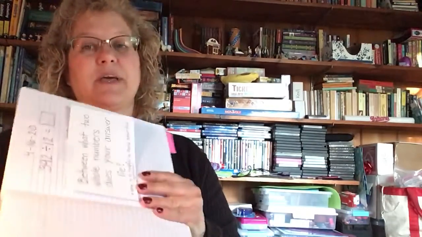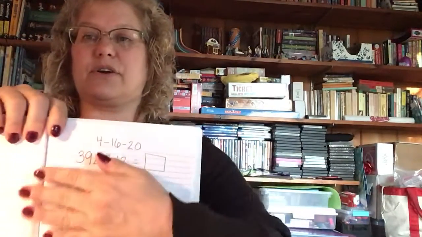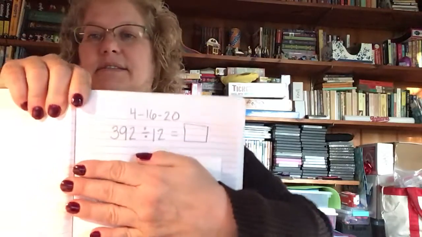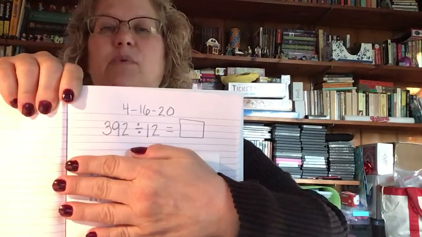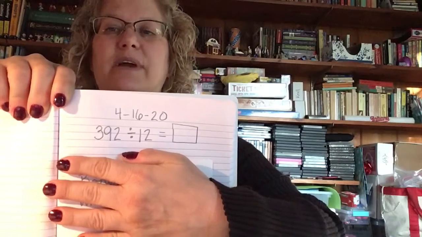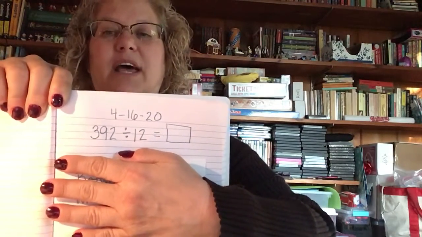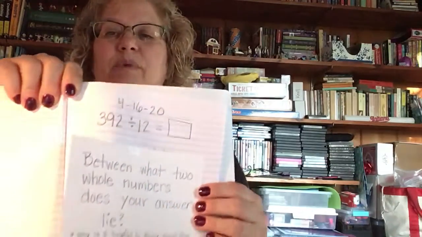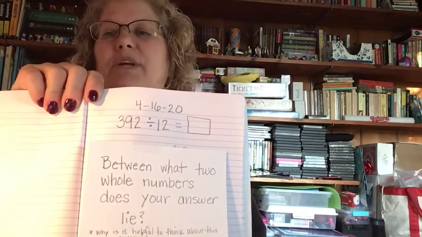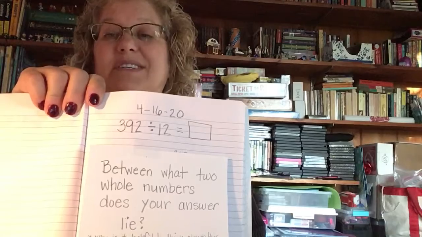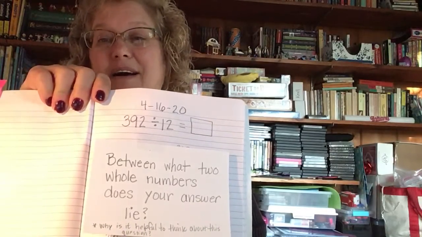But the very first thing that I want you to do is take out your journal. And in our math journals, you're going to write the date, 4/16/20, and I want you to write this problem, 392 divided by 12. And in a second, I'm going to have you figure that out. But here's what I want to ask you. Between what two whole numbers does your answer lie on this one?